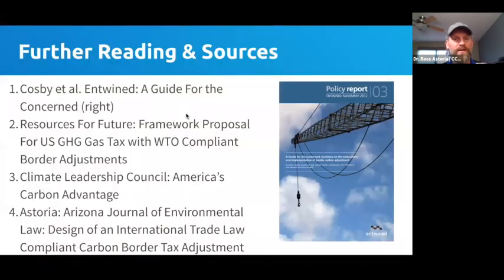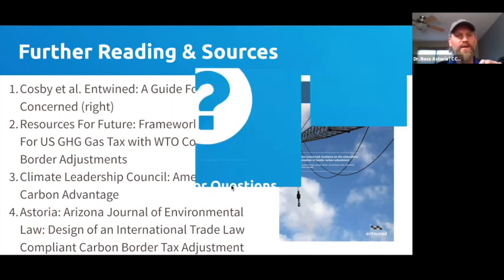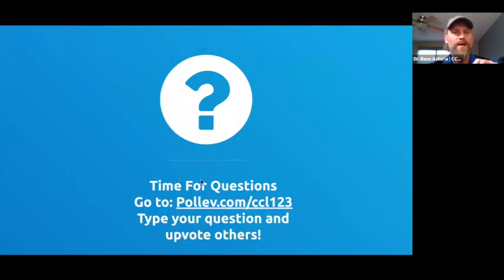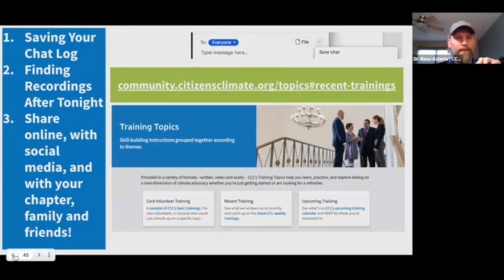Oh, there's some further reading. Let's do the further reading here, and then we can do some questions. Cosby here has a nice piece, and Cosby and I have worked on some stuff too. So he's got a nice piece there outlining some of the more technical stuff.